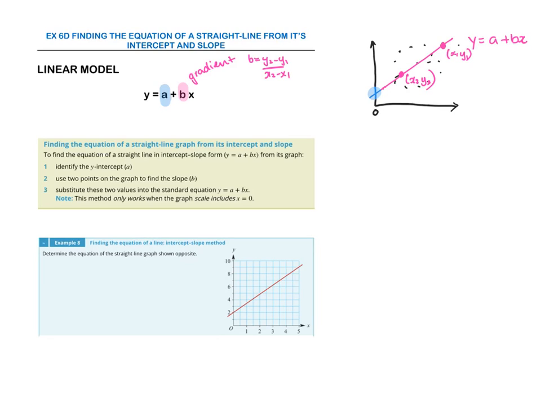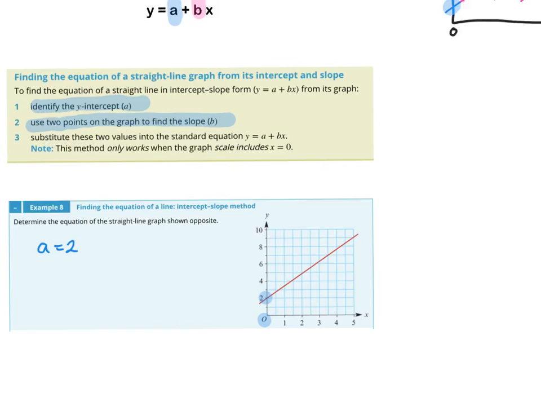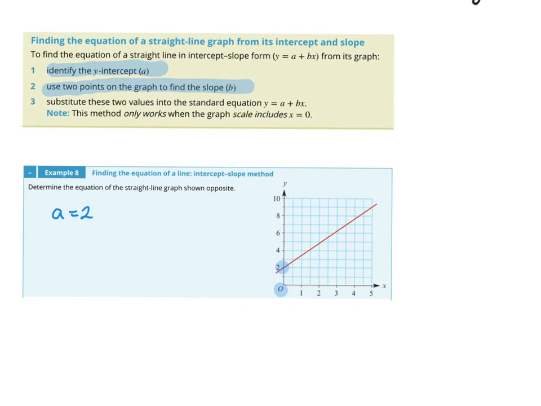Finding the equation of a straight line from its intercepts and slope. First, identify the y-intercept. Down here, you can see there's 0 and the line cuts it there, so A is equal to 2. The next step is to use 2 points on the graph to find B. I'm going to zoom in a bit so it's easier, and find 2 points where this graph crosses a grid line.